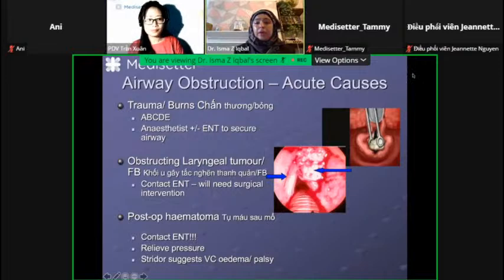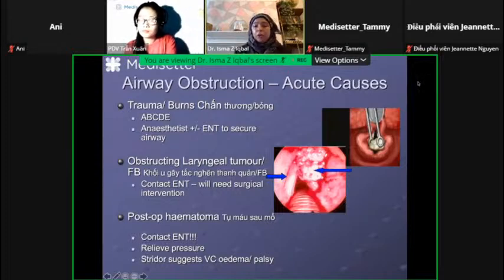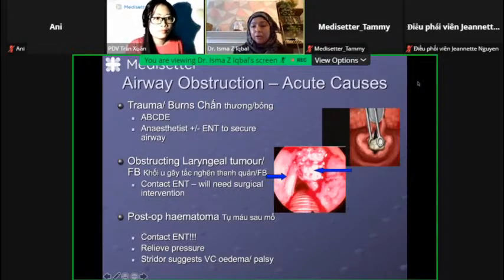So looking at the first thing that we talked about was trauma and burn. So we would recommend that you employ an ABCDE approach.